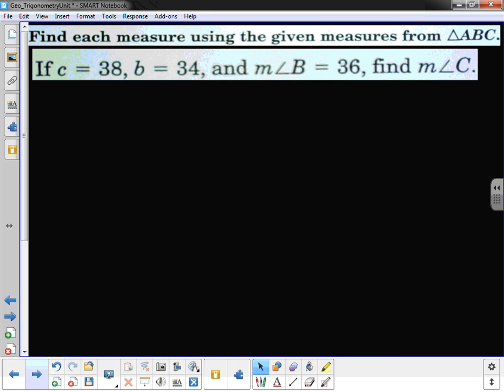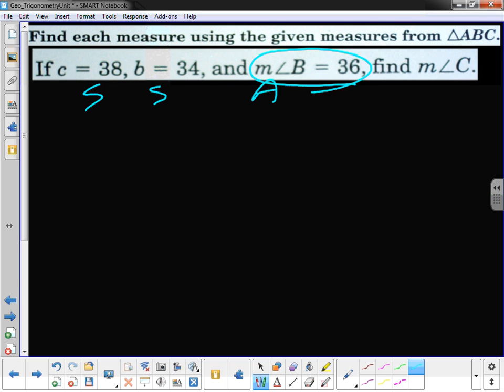Okay, on the assignment, you were told to find each measure using the given measures from triangle ABC. Here we're given side C is 38, side B is 34, and angle B is 36. This is one of our side-side-angle situations that we're worried about. So I look at my angle. My angle is 36. That means we're already down in scenario 3. And when I look, the side opposite the angle, so that's the side B, is less than my other side. That means we're into case 3.